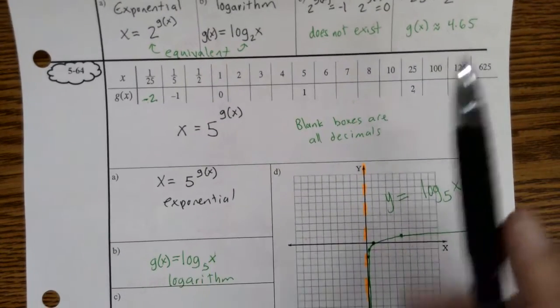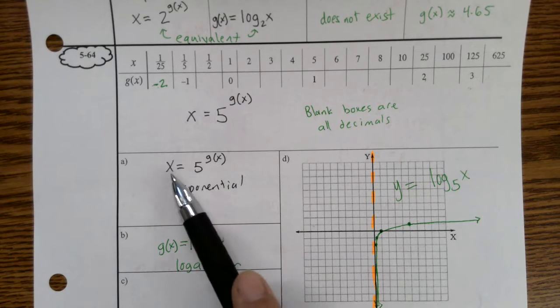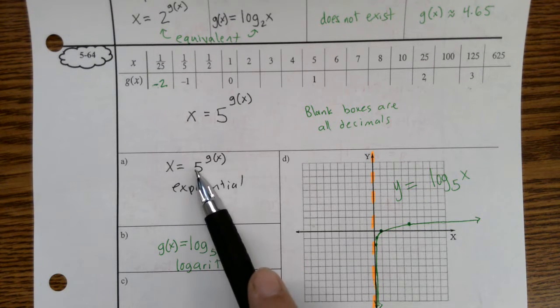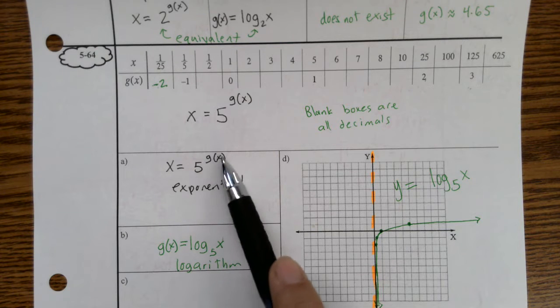The second problem was the same thing, but this time the base was 5. Exponential form is x equals 5 to the power of g of x. When you turn this into a log, it's going to be log base 5 of x equals g of x. Again, the exponent goes in front.